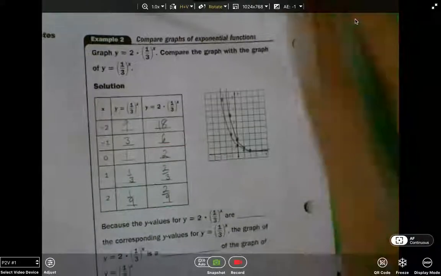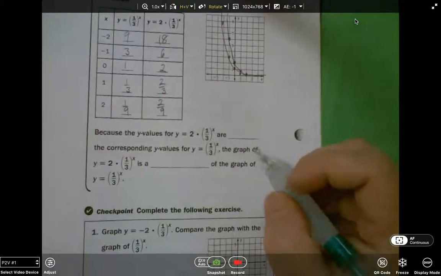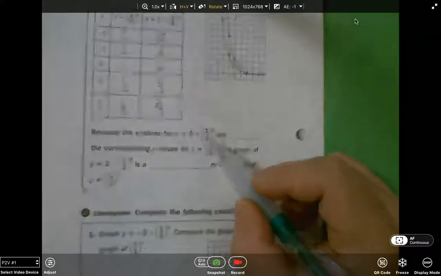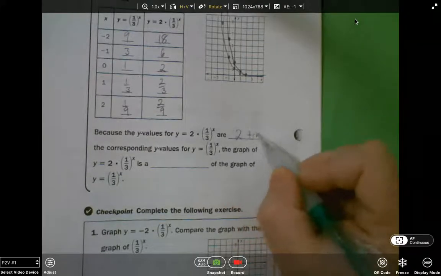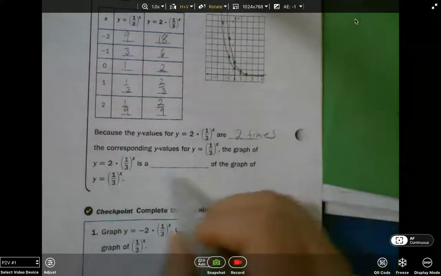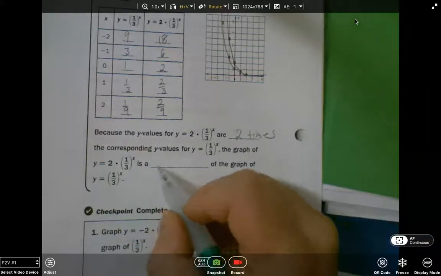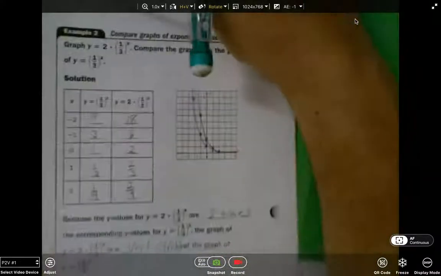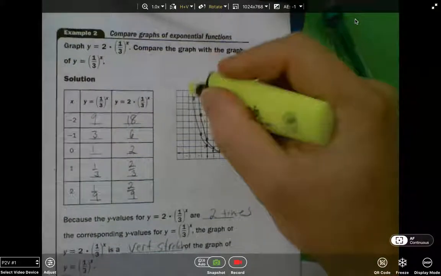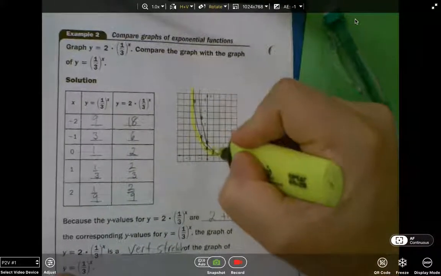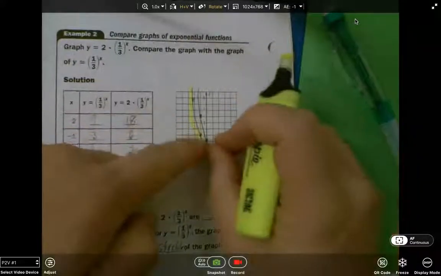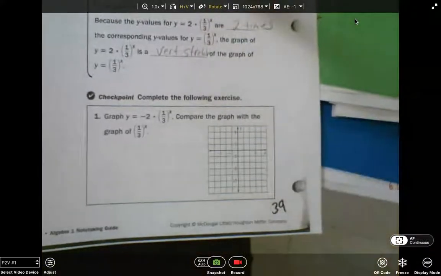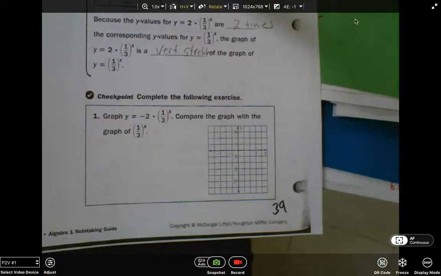So with that being said, you can make the statement that because the values of y for y equals 2 times (1/3) to the x are 2 times the corresponding y values, the graph is a vertical stretch. You can see that if I compare it, this is the original, and here it's the same thing, but vertically stretched a little longer. So I'm going to pause the video here and have you try checkpoint number 1.